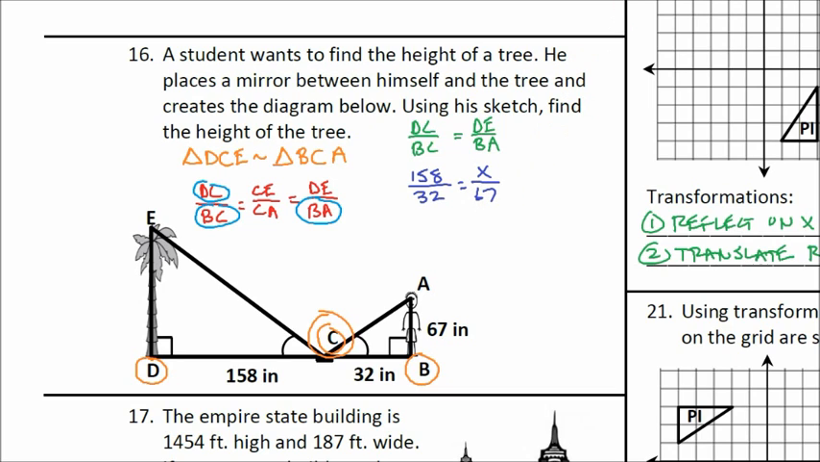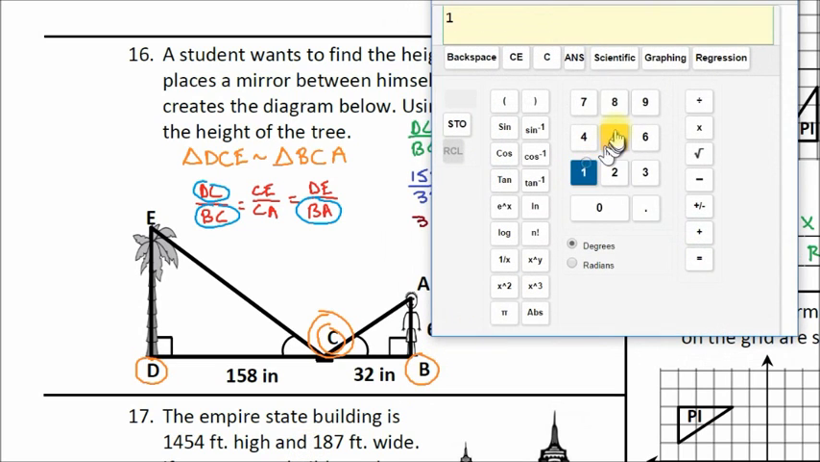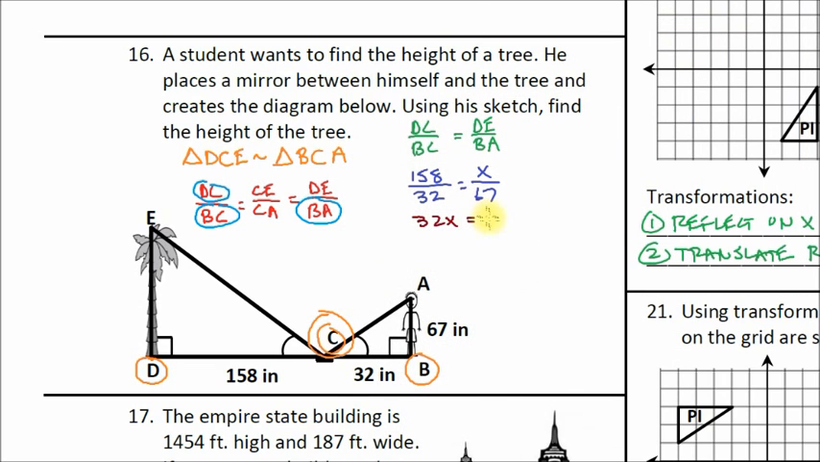67. We're going to cross multiply now. So we've got 32x is equal to 158 times 67. 158 times 67 is equal to 10,586.